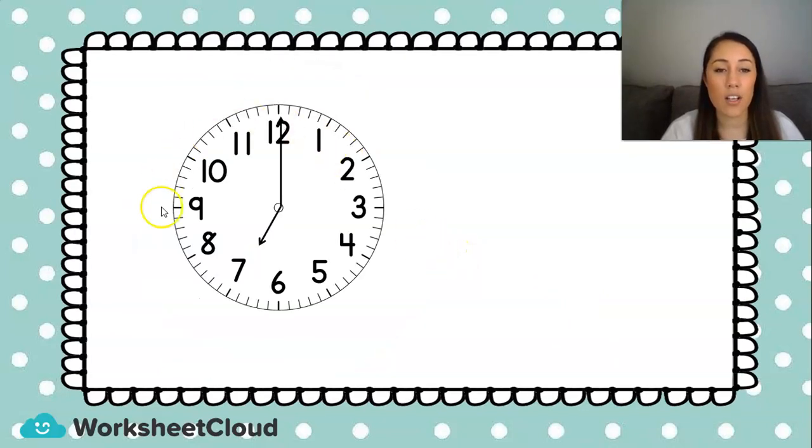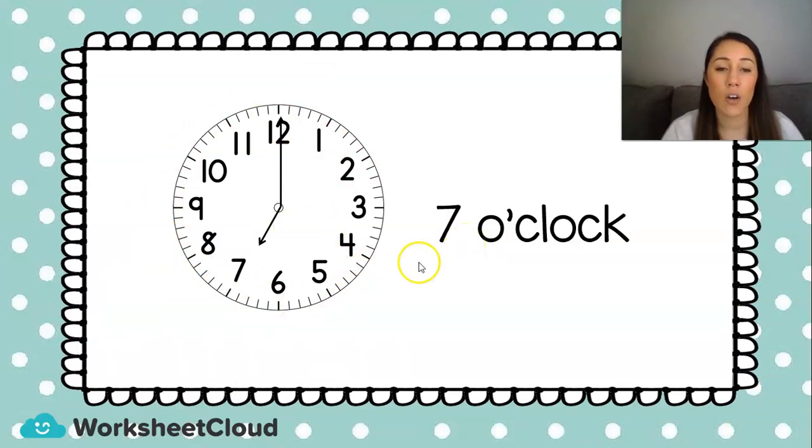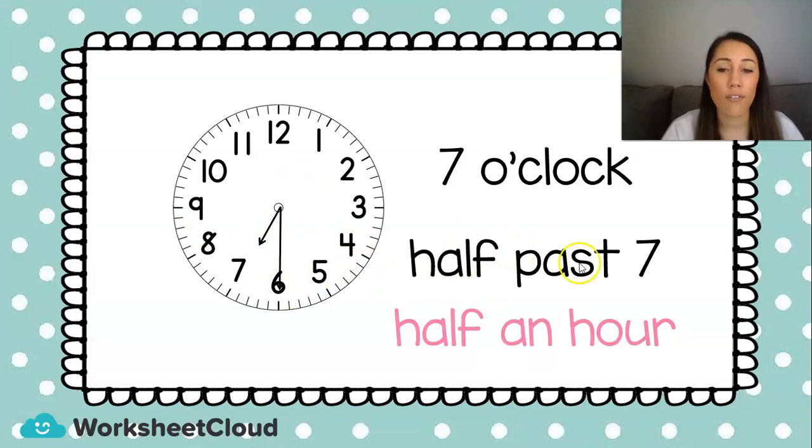Okay, so this clock is telling us that it is 7 o'clock. Now, this long hand ticks on the clock, and it ticks all the way around. And then when it gets to the 6 at the bottom, it is half past 7. But as that long hand ticked all the way around that side of the clock to get to half past, it means that a half an hour has passed. So from 7 o'clock to half past 7 is a half an hour, 30 minutes, or we can say it is a half an hour later.